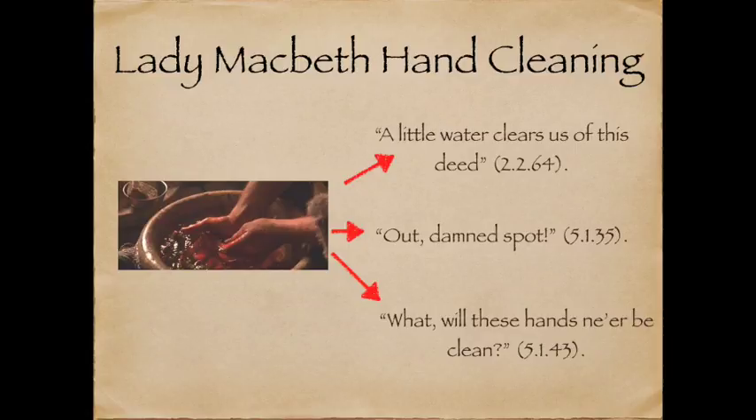But in Act 5, Scene 1, we watch Lady Macbeth obsessively attempting to clean her hands in her sleep. While she is doing this, she says, "Out, damn spot." Try as she might, she cannot wash the figurative blood off her hands. There is no amount of hand washing that will ease her conscience. "What? Will these hands ne'er be clean?"